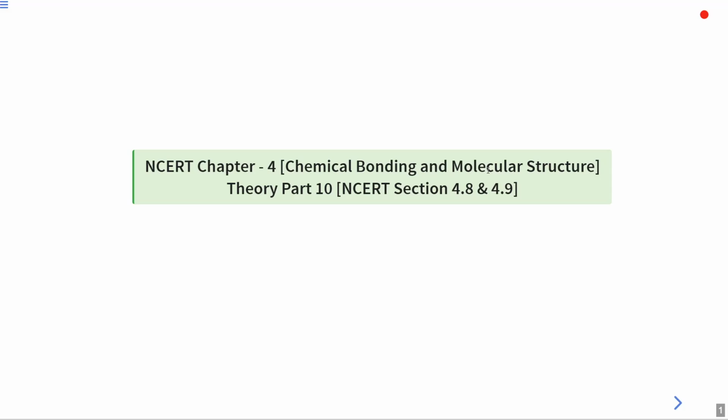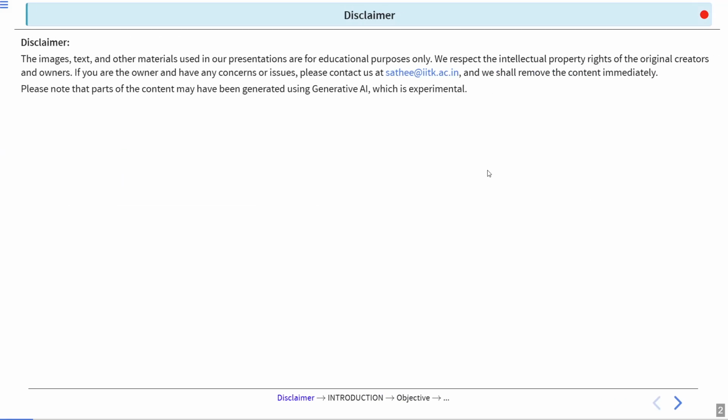So today we will see the theory part 10 of the chapter chemical bonding and molecular structure. In this we will cover section 4.8 and 4.9. So our objective would be today. So before going to the objective, this is the disclaimer.